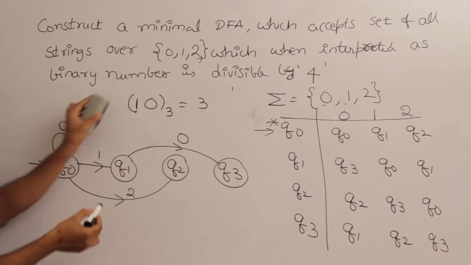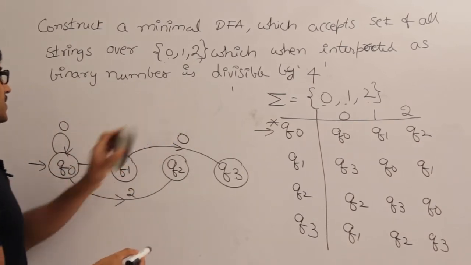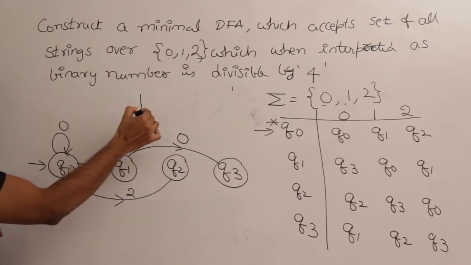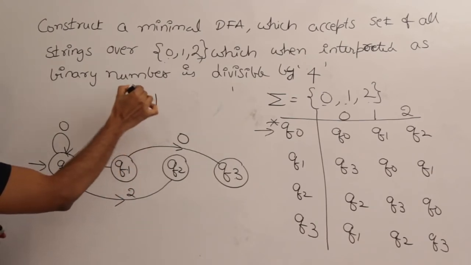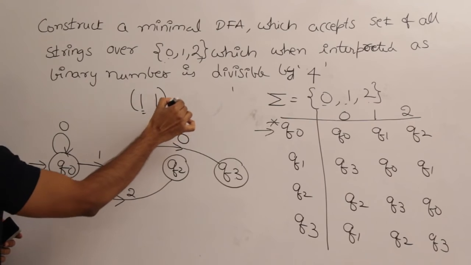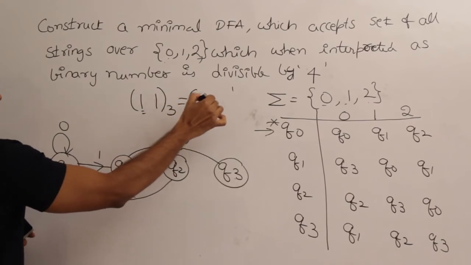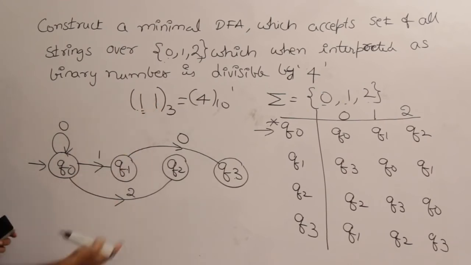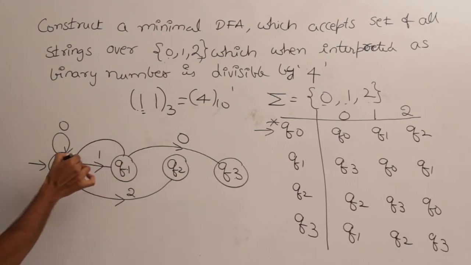Now again I might even see 1. I have seen 1 and I reached Q1. Now I am in Q1, and if I see a 1, this entire number in base 3 is going to be 4 in base 10. How? Take 1, multiply by 3 and add 1. That is nothing but 4. So if I divide 4 by 4, the remainder is 0. Therefore I go back.